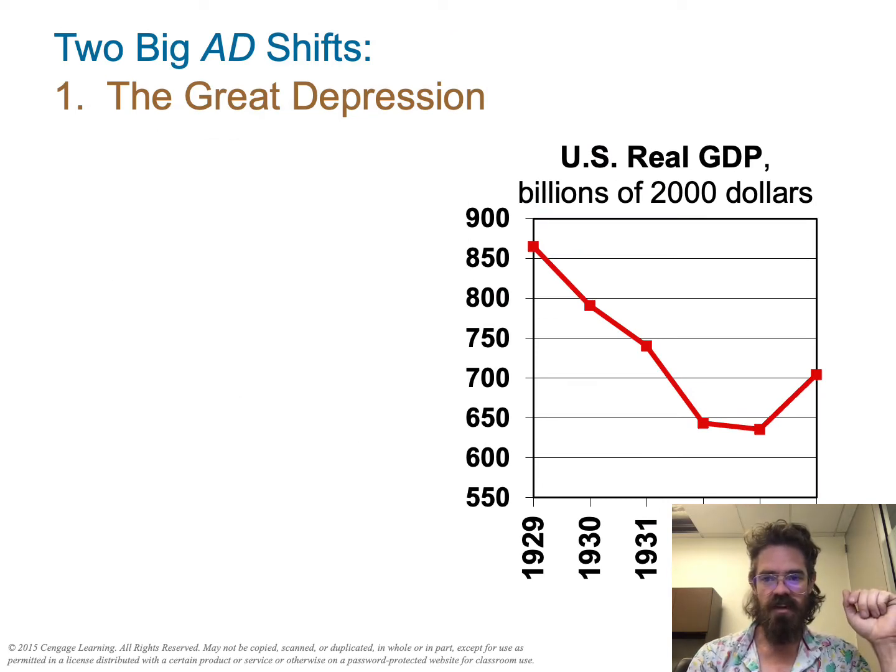The price level fell by 22%, and unemployment went from 3% up to 5%. So that was a really big deal. The Great Depression, right? Worst economic recession ever in the United States. It was really, really bad, and it lasted for a long time.